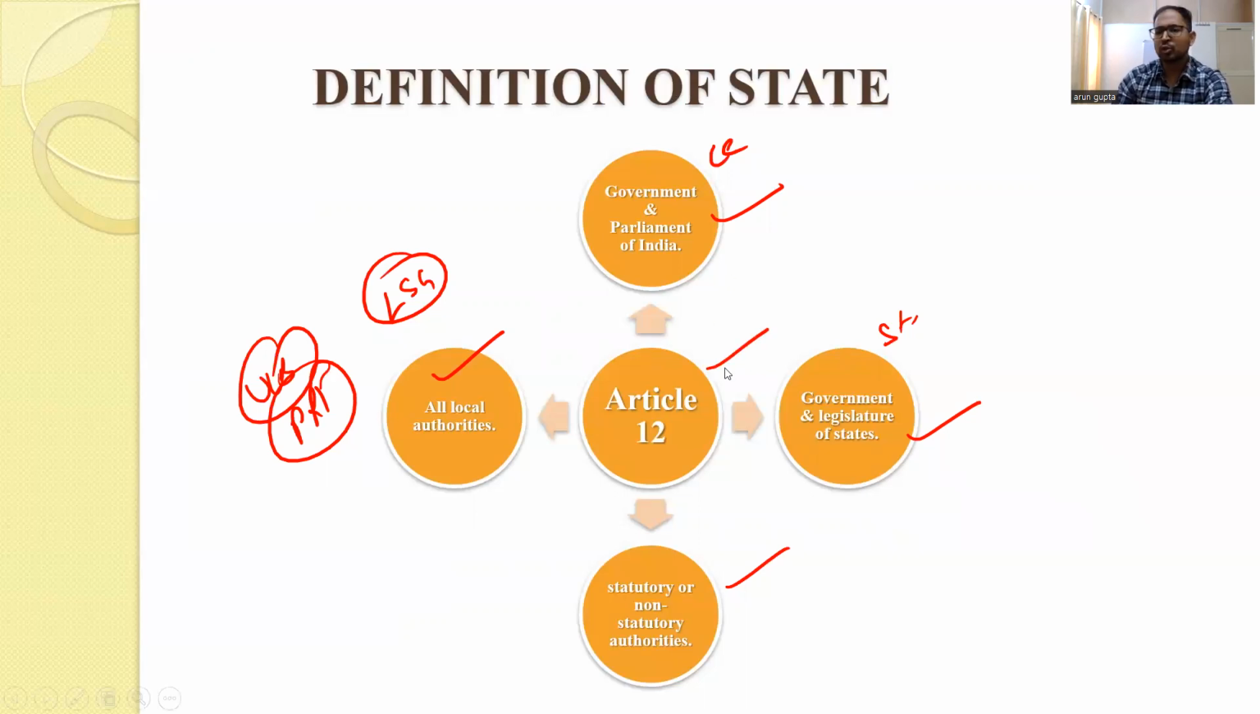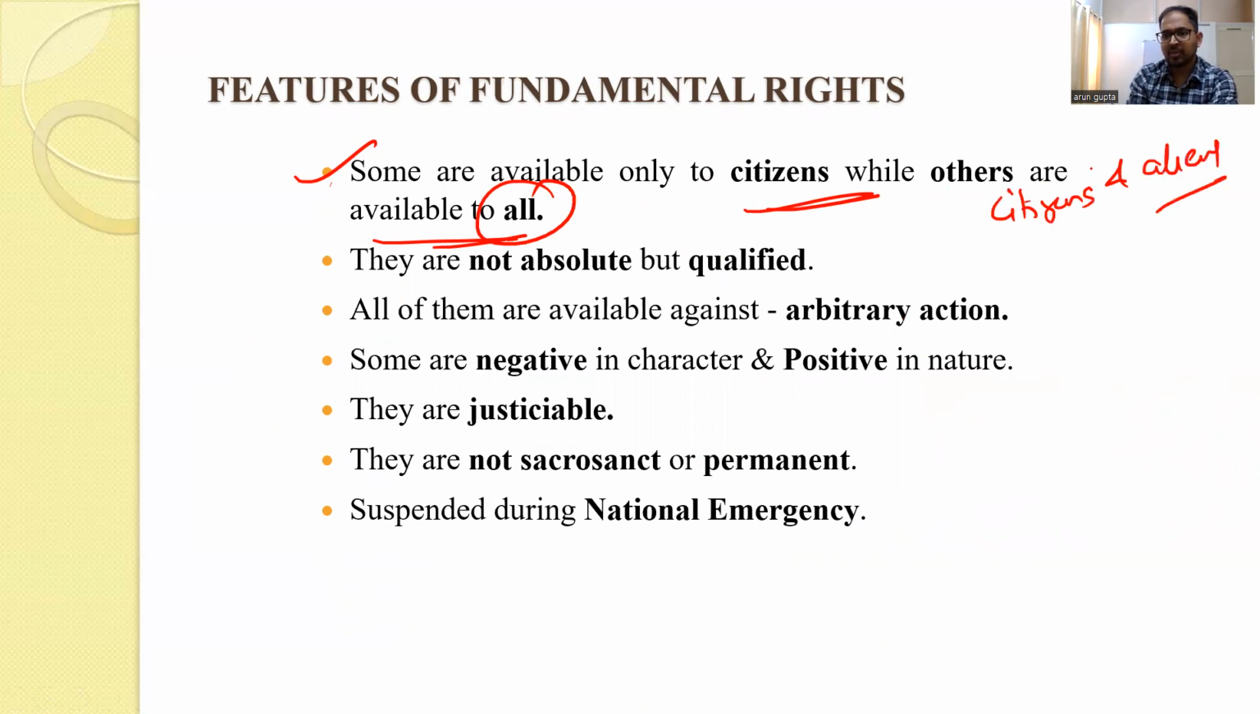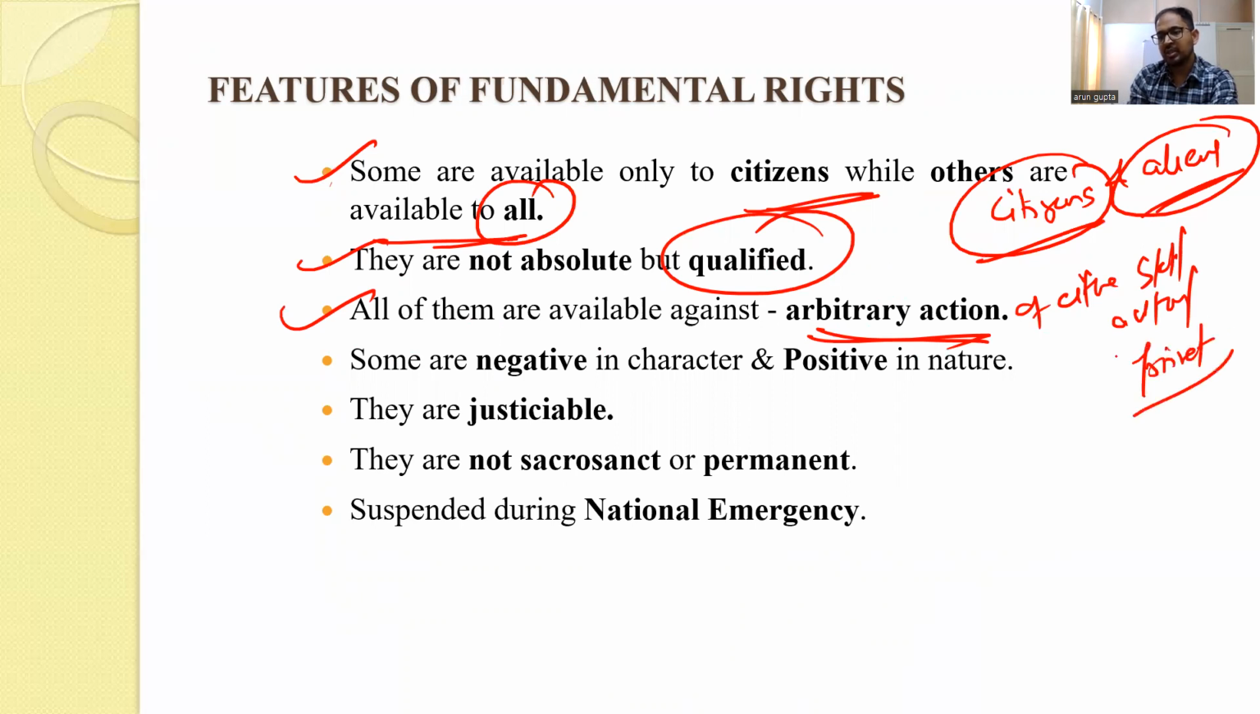There are a few Supreme Court judgments that we will be discussing in our upcoming sessions. So what are the features of fundamental rights? Some of the fundamental rights are available to citizens only, while others are available to all, citizens and aliens both. Yesterday, in our citizenship topic, we talked about what citizens and aliens are. They are not absolute but qualified, that means there may be some reasonable restrictions. All of them are available against arbitrary action of the state, any authority, or even a private person. If some private person is also acting arbitrarily, they can be available.